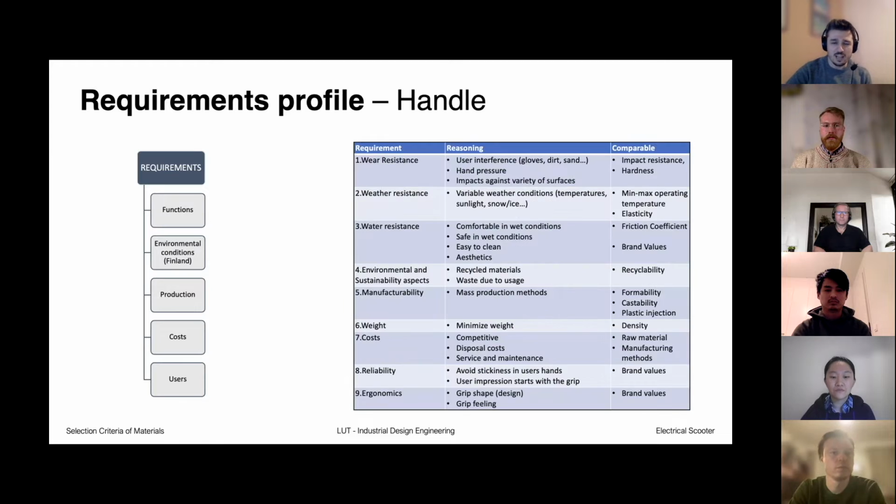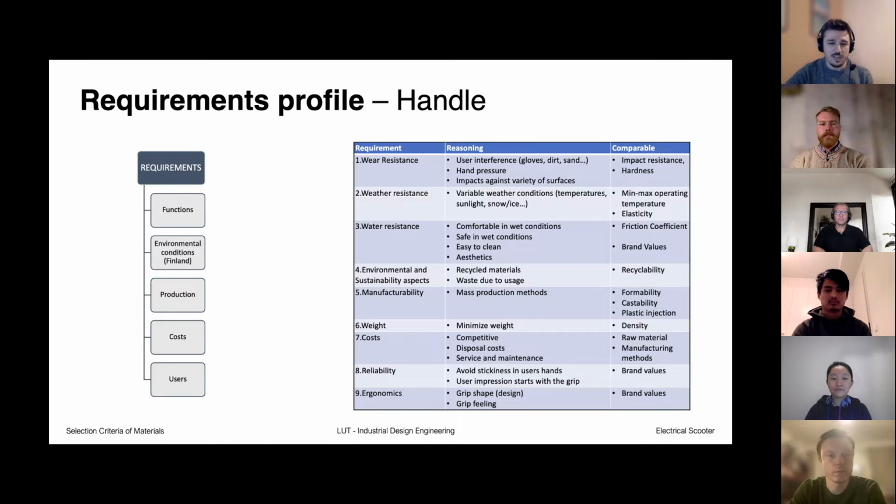Now moving on to the handle, the requirements are slightly different since it's a different component of the scooter. For example, wear resistance is going to be very important to consider, as it is used by different people with different hand pressures applied to the component. So the hardness or the impact resistance needs to be considered there. Then weather resistance or water resistance, as it's going to be located outside in different weather conditions, such as sunlight, snow, ice, and rain, for example.